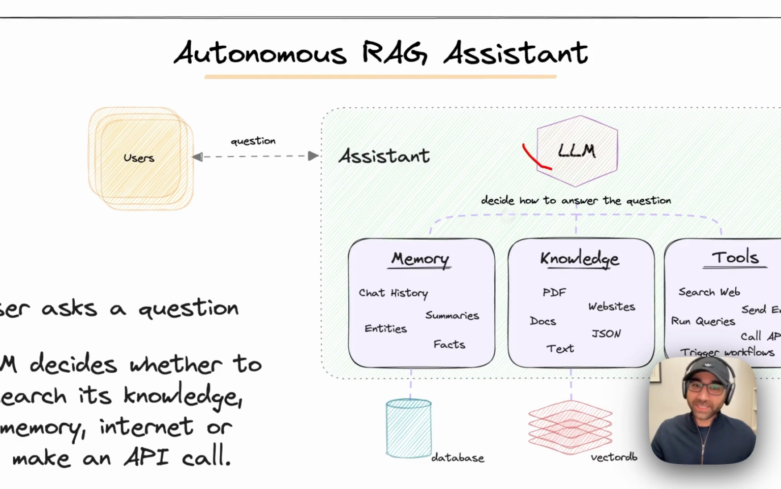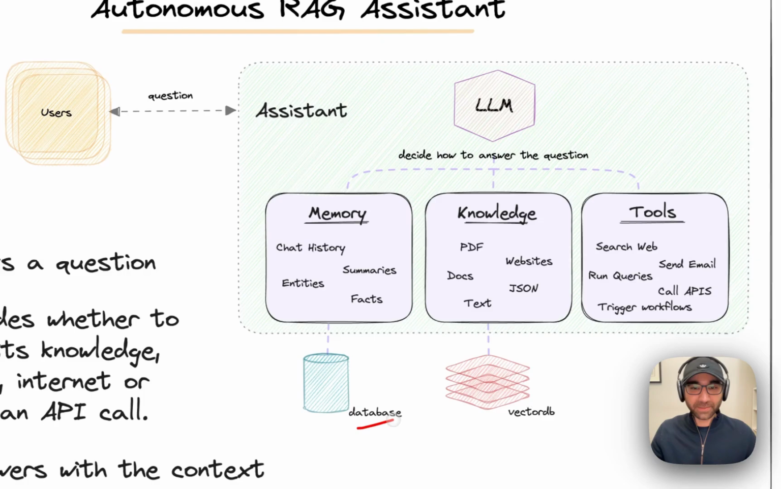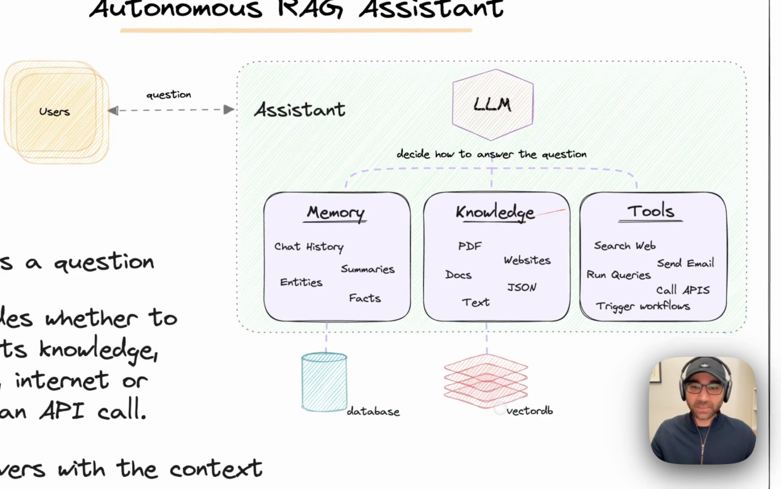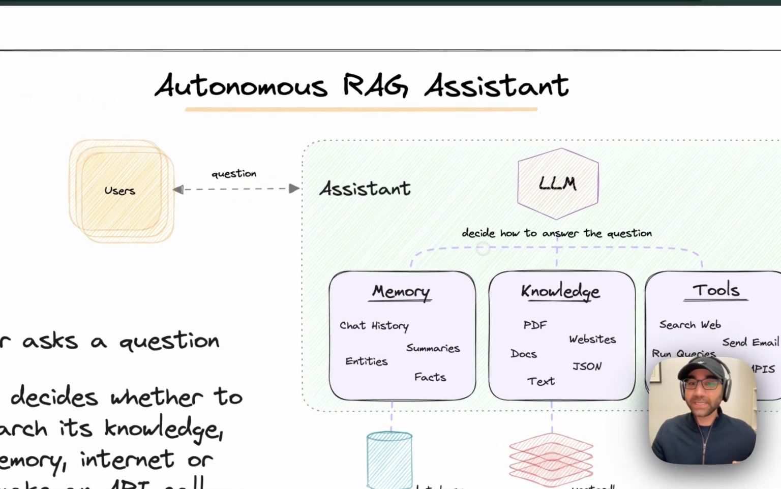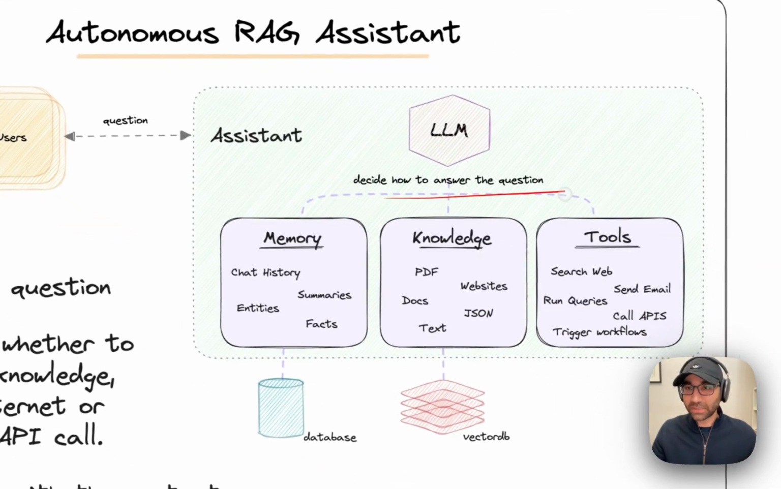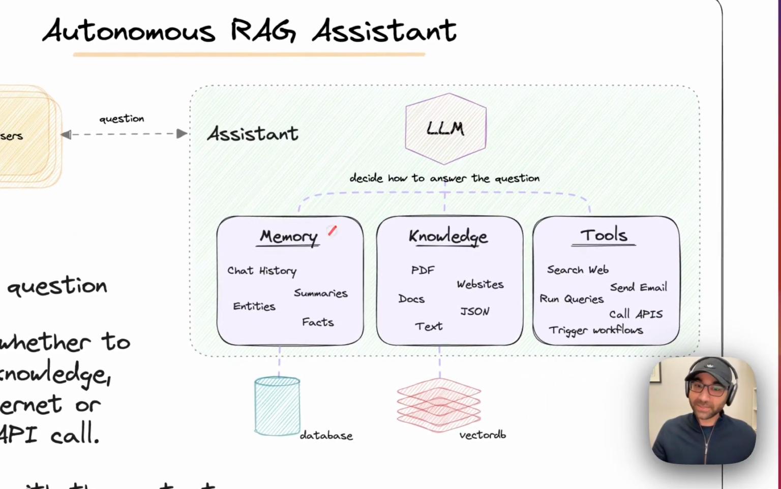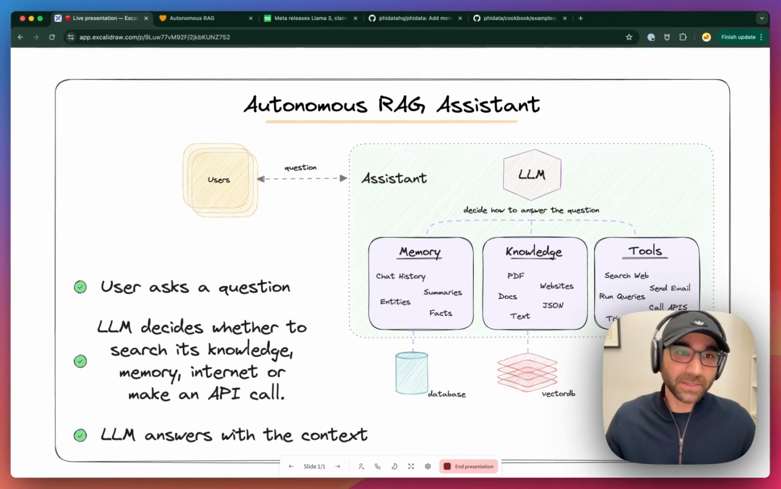In AutoRAG, we give the LLM long-term memory backed by a database, we give it a knowledge base backed by a VectorDB, and we give it tools to search the web, run database queries, or make API calls. So when the user asks a question, the LLM decides how to answer that question, whether it needs to get its chat history from the memory, whether it needs to search the knowledge base, or whether it needs to make a tool call like searching the web, running a database query, or making an API call to get the information it needs to answer that question.